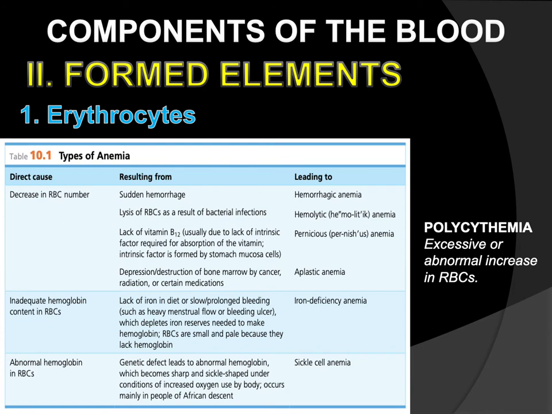On the other hand, polycythemia is the excessive or abnormal increase in RBCs. Polycythemia vera from bone marrow cancer, or secondary polycythemia as a normal physiologic response to living at high altitudes where air is thinner and less oxygen is available, are the usual causes.